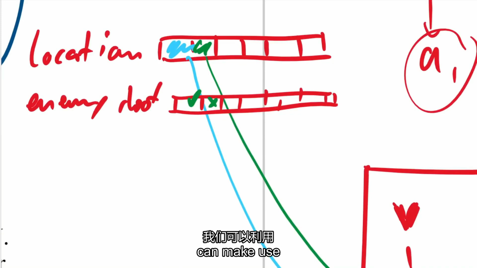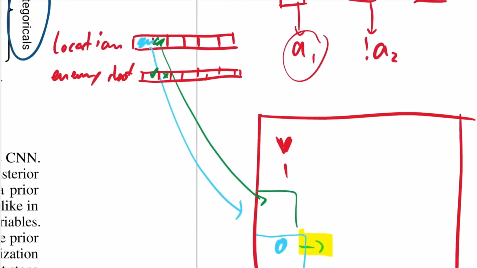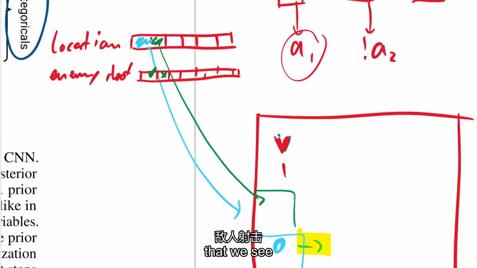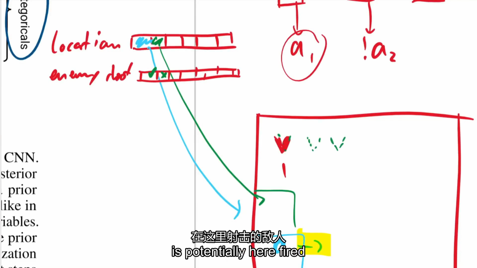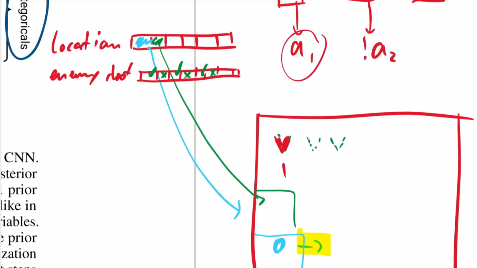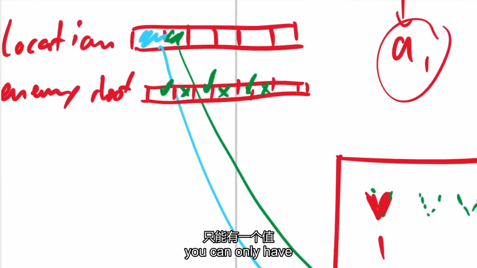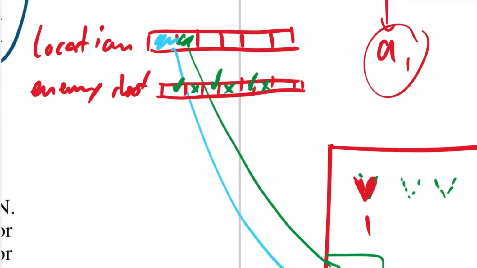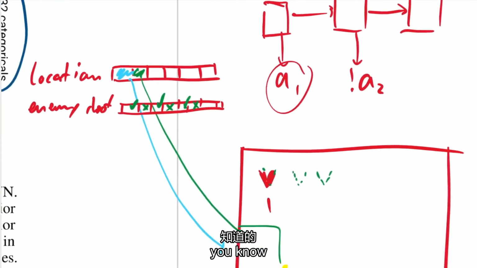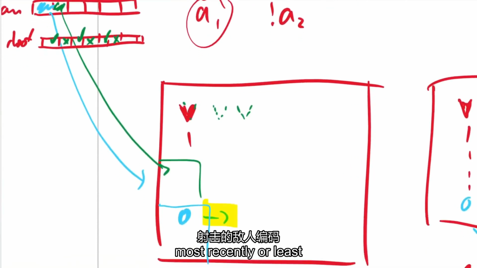But also, we can encode actually 16 different enemies. So we can encode, has this enemy shot that we see here, or has an enemy that is potentially here fired a shot, or has an enemy that is potentially here fired a shot? We can encode this in that. Now, I can see that you can see the problem, right? Two enemies can shoot at the same time, and in a categorical variable, you can only have one value. However, it might still be enough to just encode whichever enemy has shot most recently or least recently into this variable, and you can still play the game with that information.